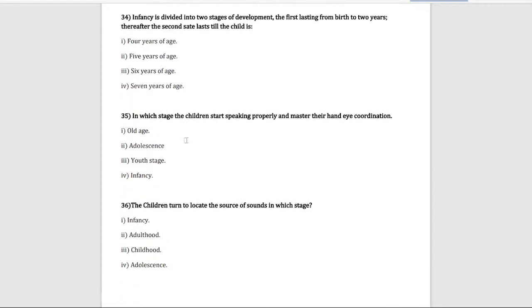Coming to the next question, number 34. Infancy is divided into two stages of development. The first lasting from birth to 2 years. Thereafter, the second stage lasts till the child is dash. First, 4 years of age. Second, 5 years of age. Third, 6 years of age. Fourth, 7 years of age.